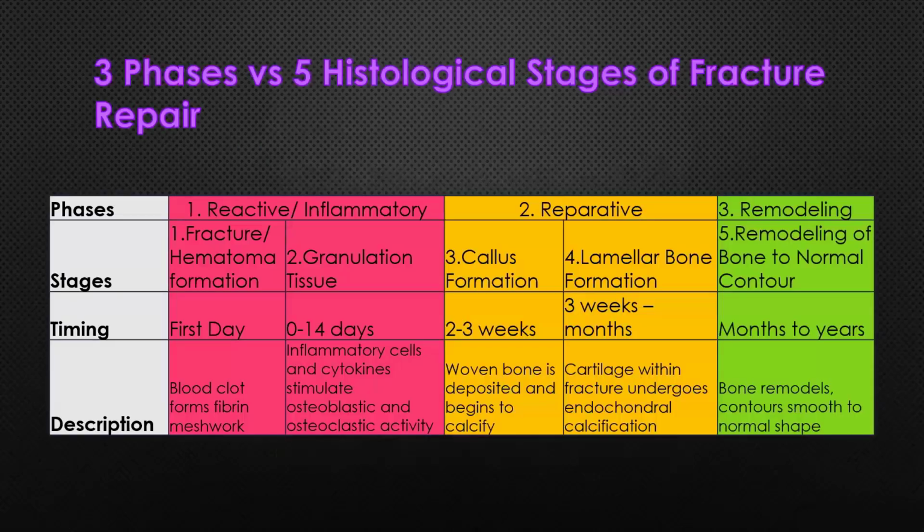Here's everything summed up into one slide. Right, everything we talked about, the phases here: reactive, inflammatory, reparative, remodeling. Those first 2 phases are kind of broken up into 2 histological stages. Hematoma formation in the first day, granulation tissue in the first couple weeks, callus or hard callus formation. Remember, sometimes people refer to this as soft callus. This is where you first start to see calcifications within a few weeks. And then lamellar bone formation, usually on the order of months, and then it may be several months to years for it to totally remodel.